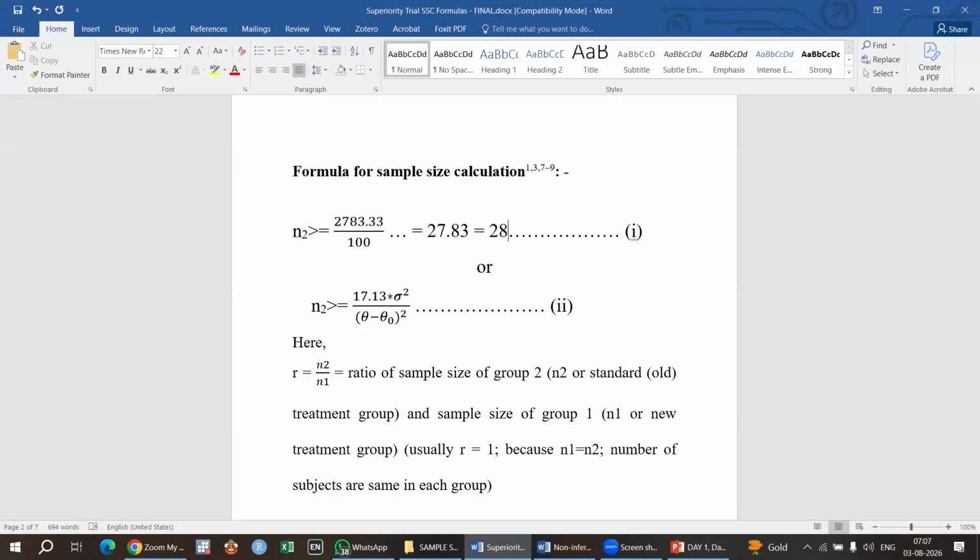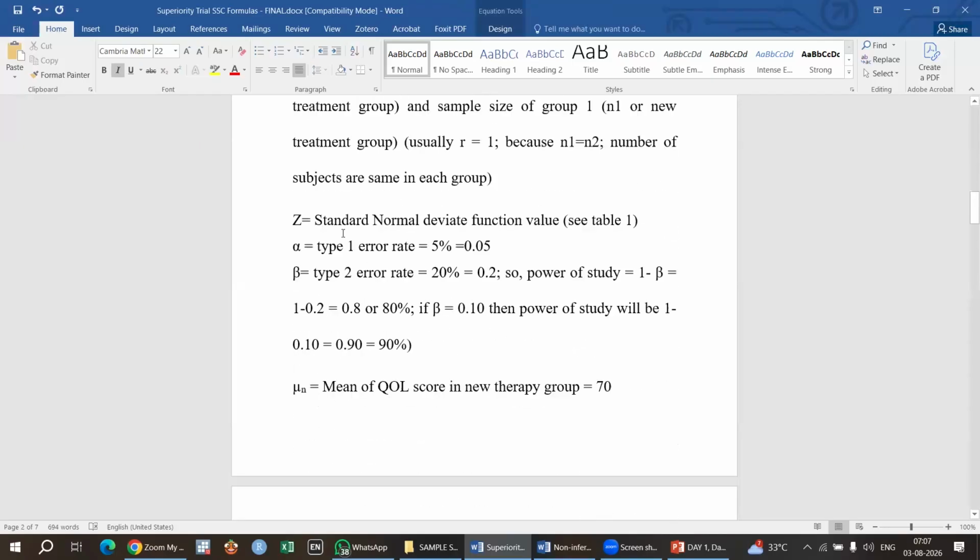62 after 10% attrition. Yes, it's very good. It is 80%. If your guide or mentor says that they need 90% power of study, then you can do that. This is the formula for the second case, and you can get 90%. With 90% power of study, the sample size will be increased compared to 80%. Simple. No problem.